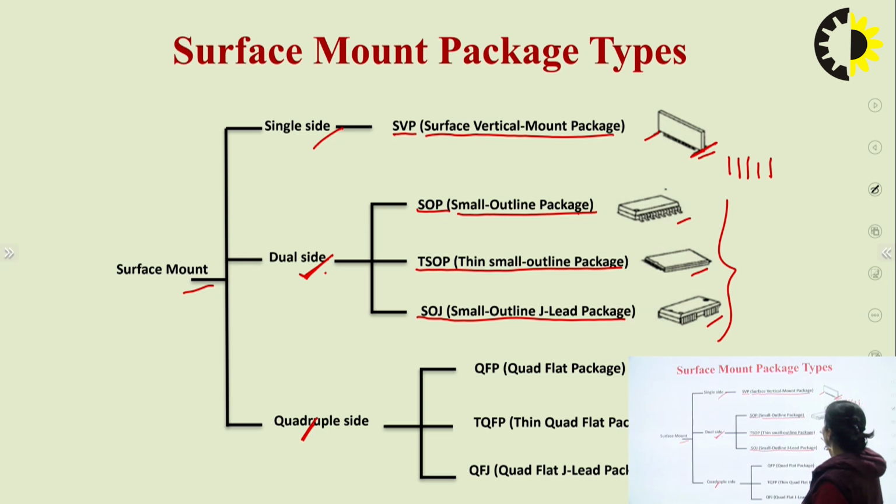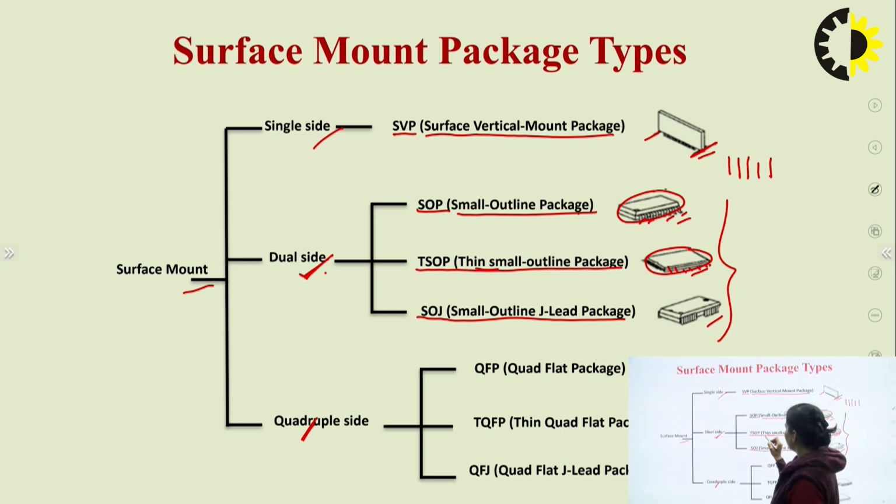In the small outline package, we can see these leads are very small, extremely small in size, and your IC is thick enough, you can see. But in the thin small outline package, the packaging is very thin and the leads are very small. That's why it is known as a thin small outline package. Now, in the small outline J lead package, we can see that the pins are J shaped, like this. So this is the small outline J lead package.